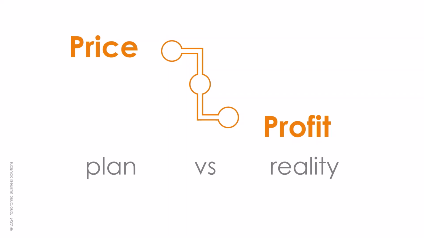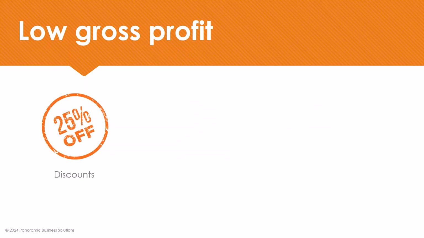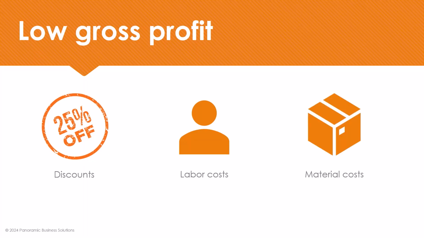And if you find some projects that did not work the way you planned, you can dive a little bit deeper to identify why, so that way you can fix it. Some of the most common reasons why your gross profit might be lower than you expected is your team might be relying on discounts to close the sale, and that erodes profitability. You might have higher labor costs than you expected because of inefficiencies or mistakes or overtime, and you might have more material costs than you expected.